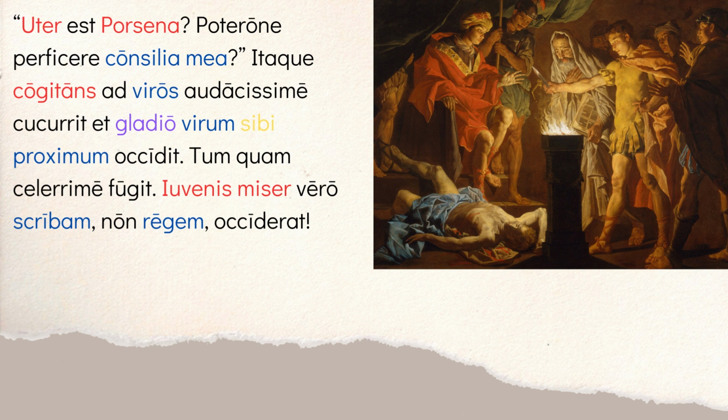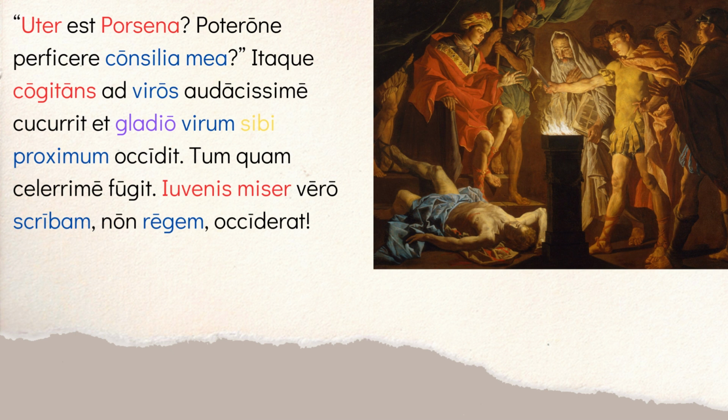Then you have itaque cogitans ad viros audacissime cucurrit et gladio virum sibi proximum occidit. So cogitans. So here we have thinking, right? So it's describing not the men, it's describing Mucius, right? He's just sitting there thinking, like, what am I supposed to do? Okay. So thinking, he ran very boldly, or most boldly, right? Audacissime, it's describing cucurrit. He ran. So he ran at the men, or to the men. Okay, and he with his sword, rather gladio.